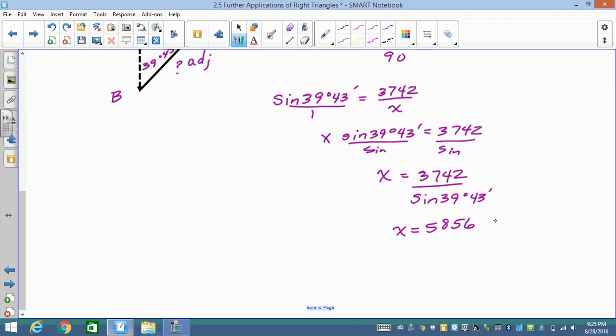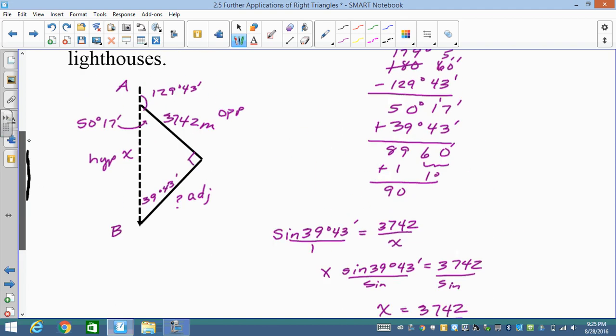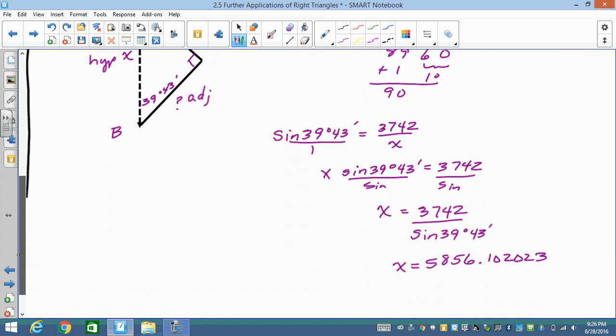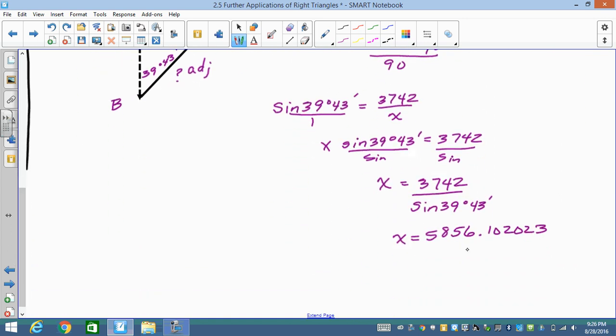Yeah, 5.856, and then it goes 0.102023. But if we look up here, 4, 5, 4, we're going to go with 4 significant digits. So 4 significant digits, then we're just going to take the 5856.